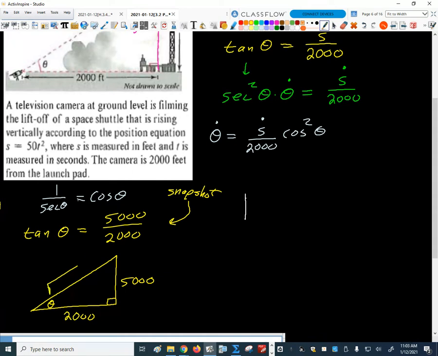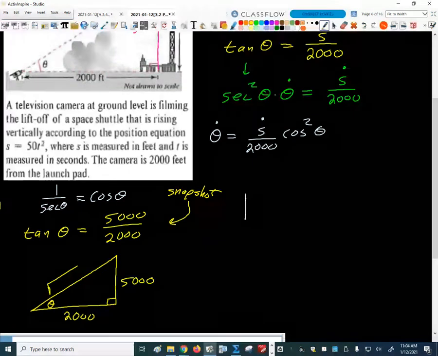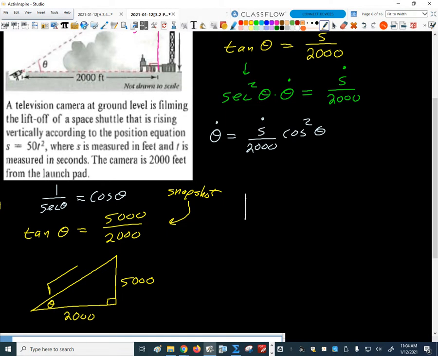So 2,000 squared, what are we going to get here? We're going to get 2,000 squared is 4 million. 5,000 squared is 25 million. And so we get the square root of 29 million.